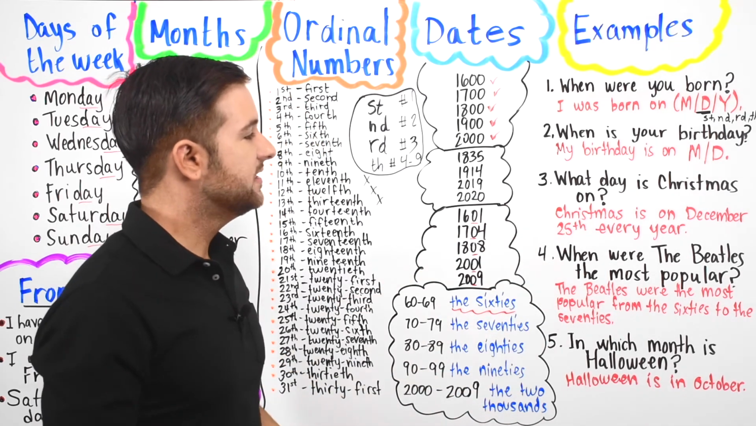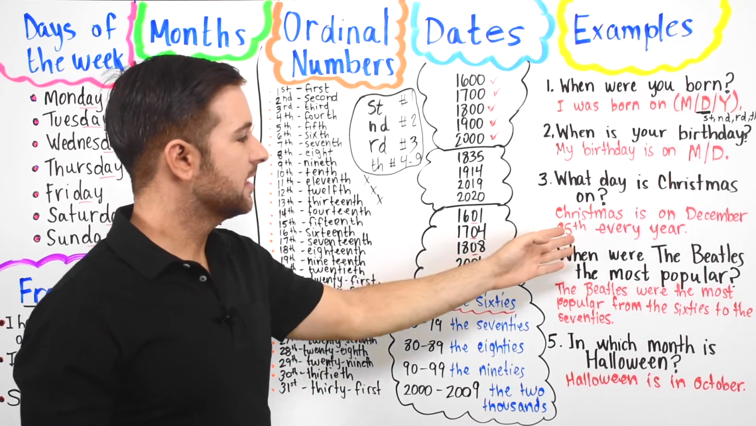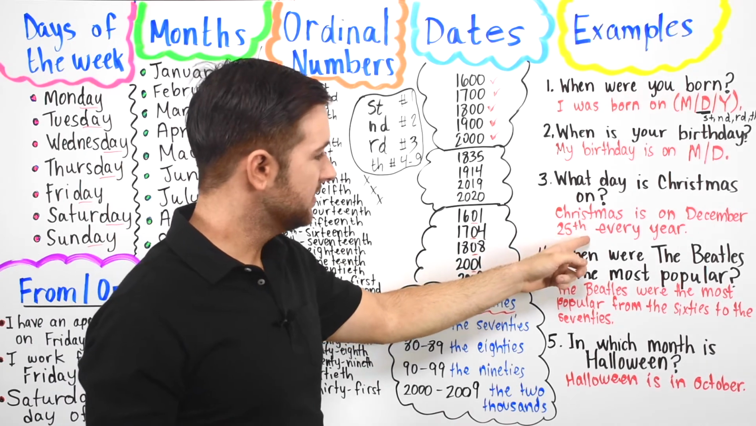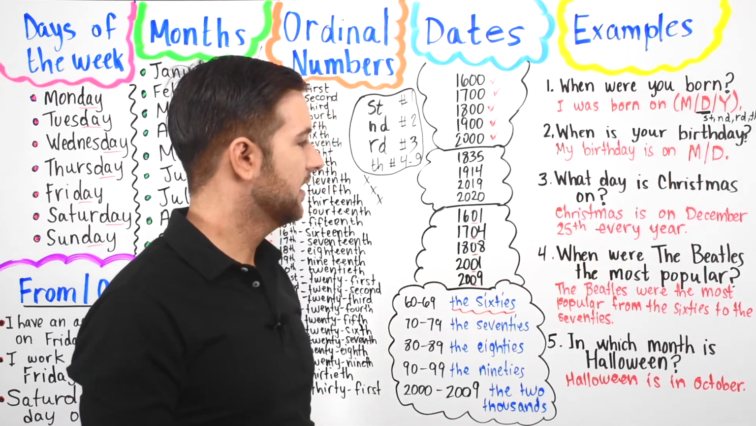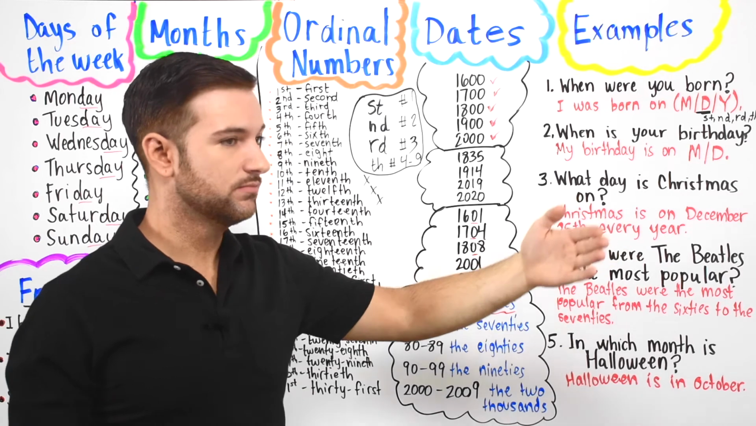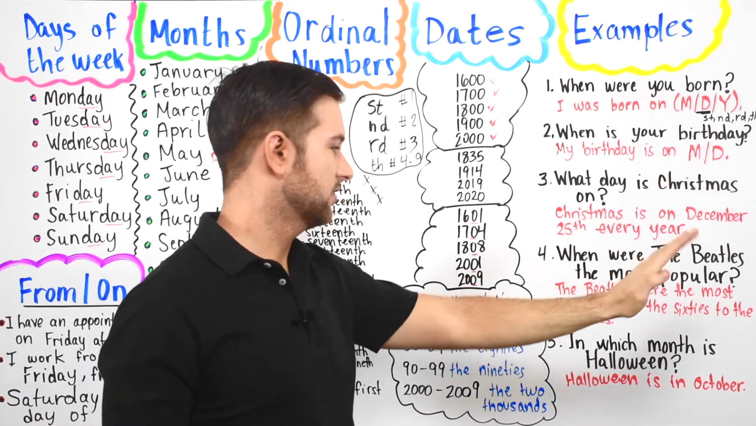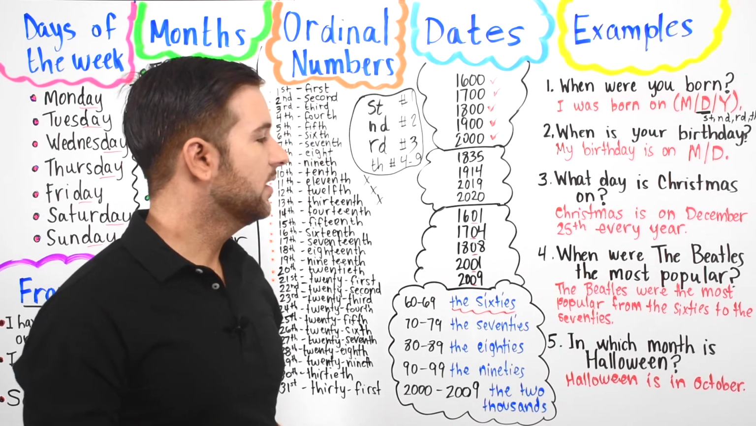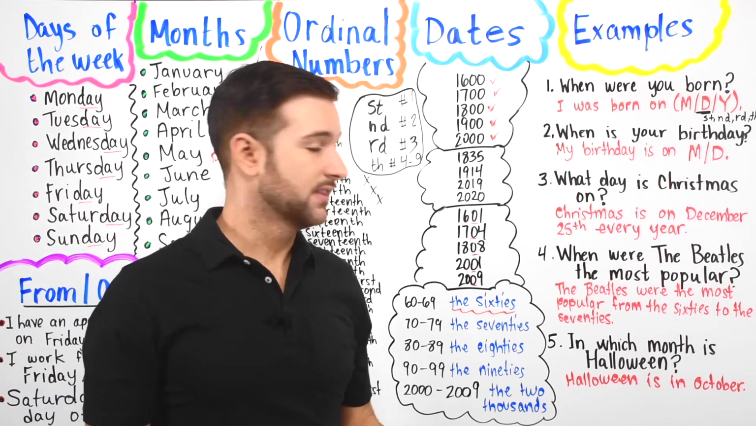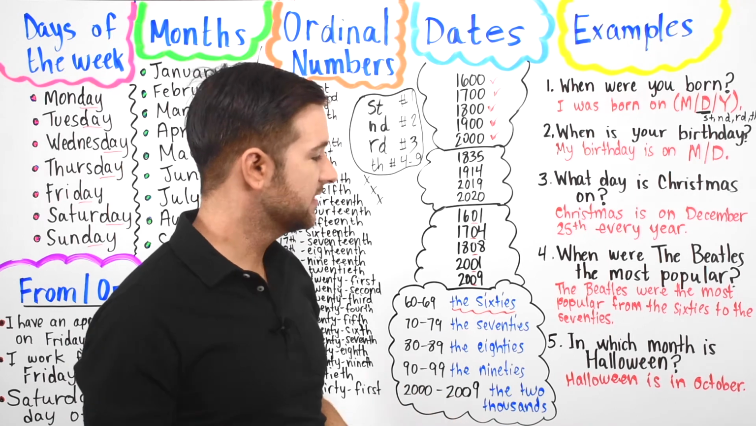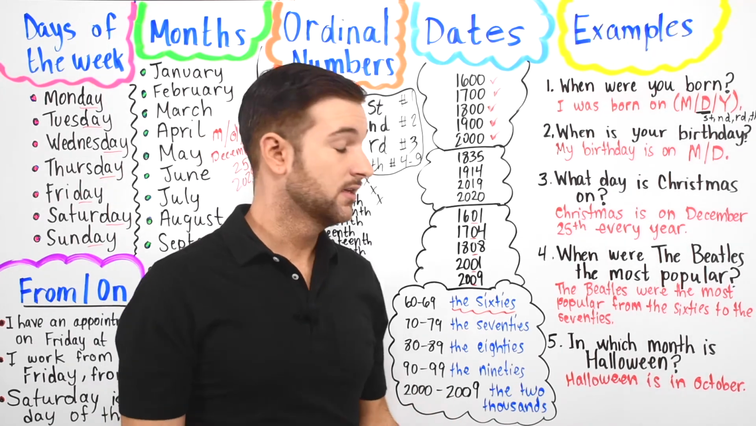Number 3, what day is Christmas on? Christmas is on December 25th. We have the ST every year. Okay, so every year, 2001, 2002, 2003, 2004, it keeps on going on. Number 4, when were the Beatles the most popular? The Beatles were the most popular from the 60s to the 70s.